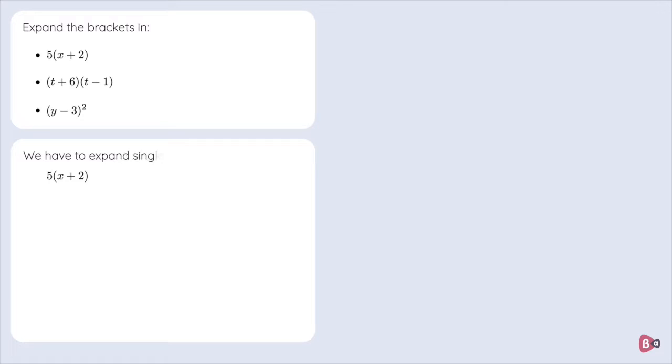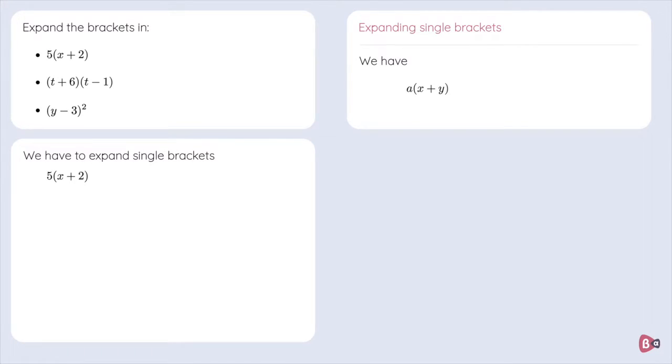These are single brackets. So the general form of a single bracket is a times x plus y. And if we draw this little arrow between a and x, we get the term ax. And if we draw a little arrow between the term a and y, we get the term a times y. So now let's look at our example again.